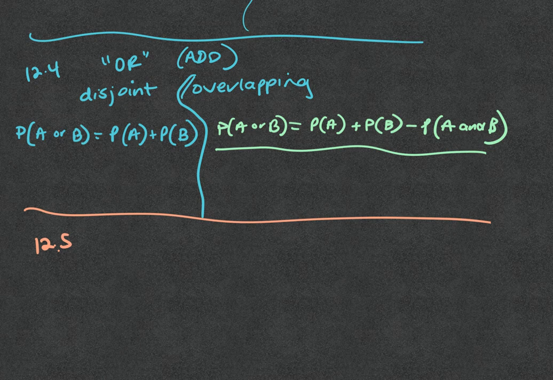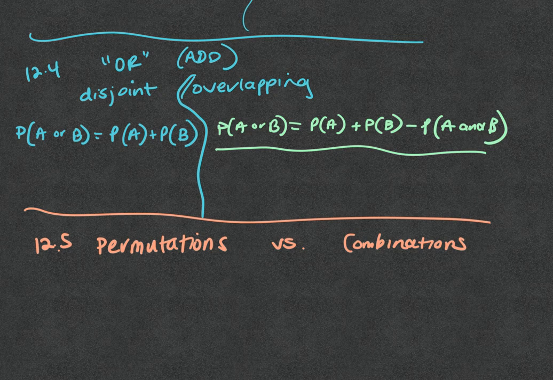12-5 were permutations and combinations. AKA calculator lesson.